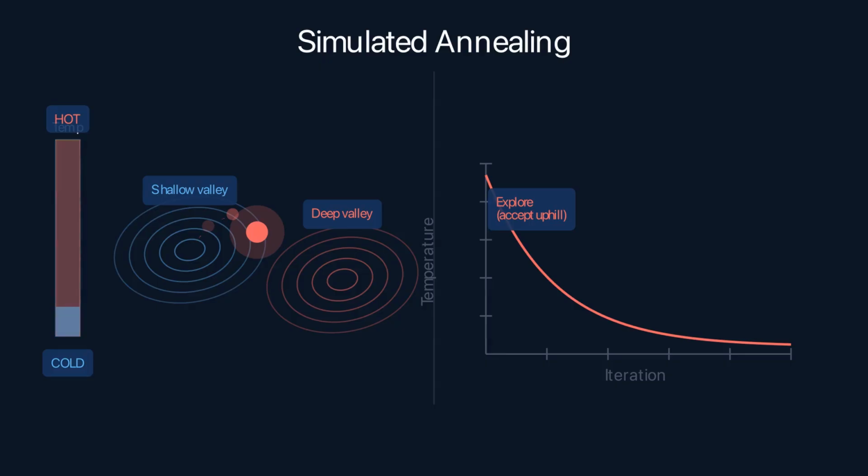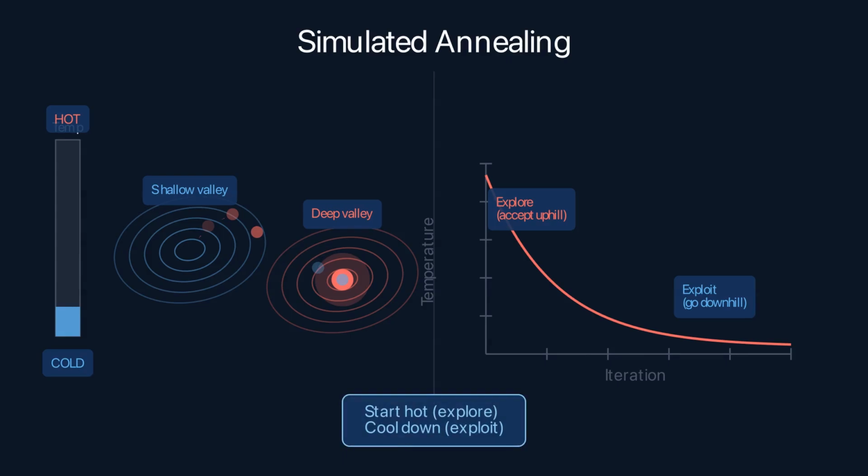The cooling schedule controls the trade-off: cool too fast and you freeze in a ditch. Cool too slow and you waste time wandering. If this sounds like the night market's parallel tempering, it should. Both use temperature to control exploration.